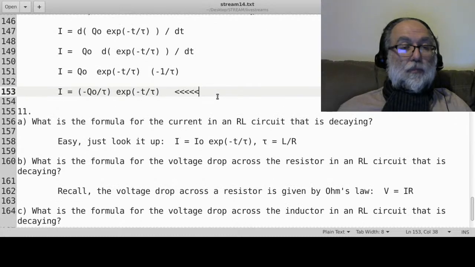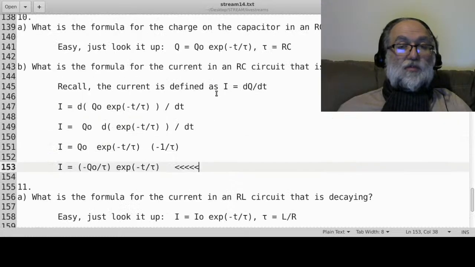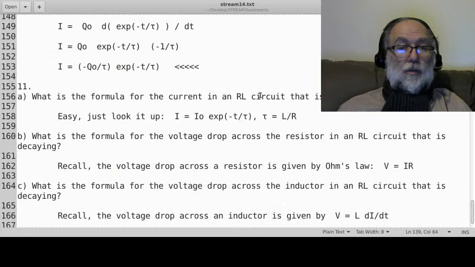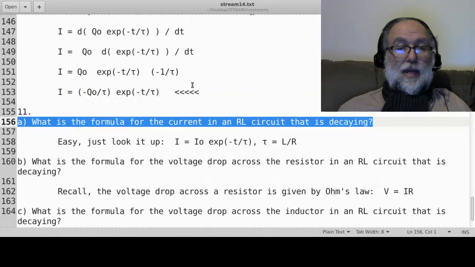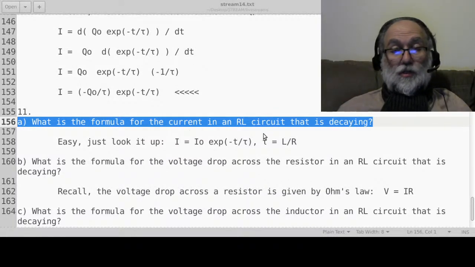Okay, so now, that was for the RC circuit. Okay, what about an RL circuit? Okay, so what's the formula? Same kind of question here. What's the formula for the current in an RL circuit that is decaying?